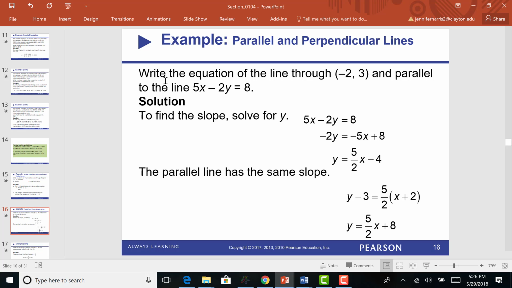When are you going to do this? When it gives you a point and asks you to find the equation of a parallel line. Where did the 3 come from? We pulled it from the point. See, the point says negative 2, 3. They gave you an x and a y, so we just plug in x and y. Here we plugged in x comma y, and here we plugged in the slope.